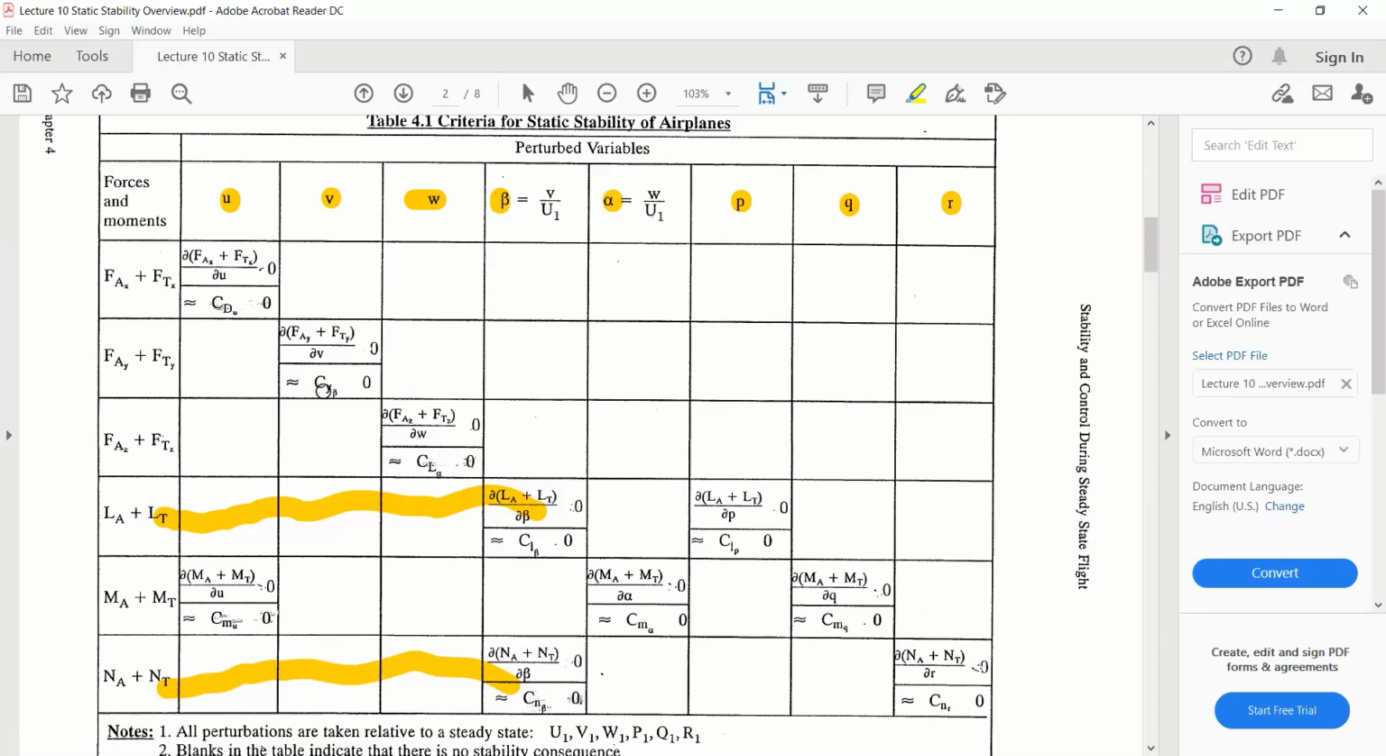We're going to go through each of those entries in this table individually and explain them. So that's what we're going to do probably with the rest of the class today. We may get started on trim. I don't know. We'll find out.